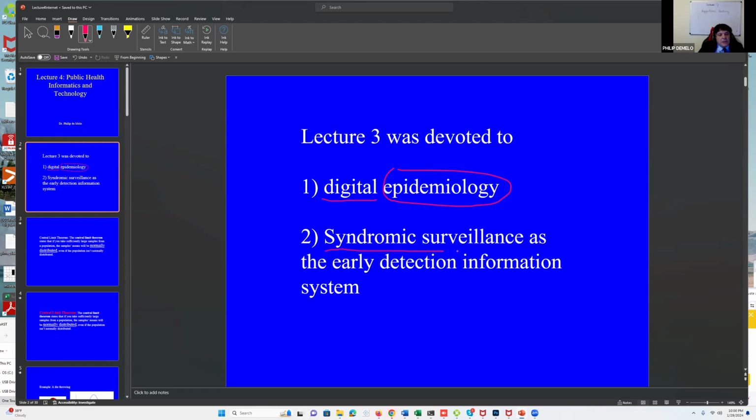Syndromic surveillance is another thing, and it is an early detection information system. It takes data from different sources, including ER, which is emergency rooms. We would like to talk in our future lectures about information systems that we have in public health. In the second lecture, we discussed data sources, but we haven't yet started discussing the information systems.